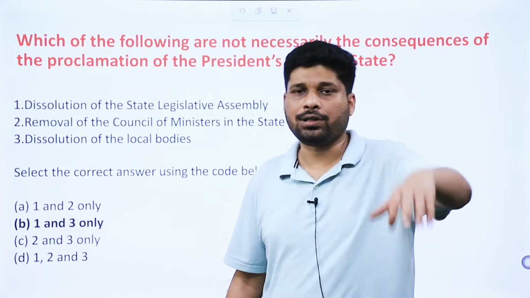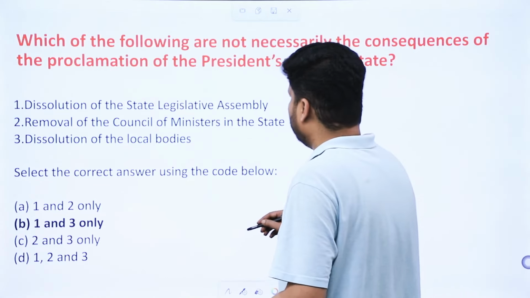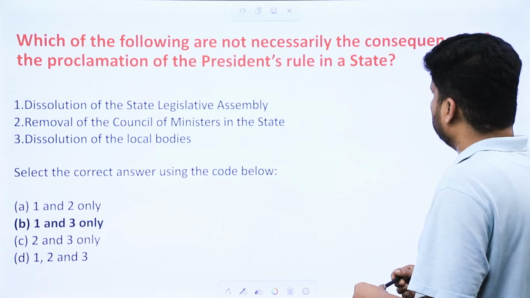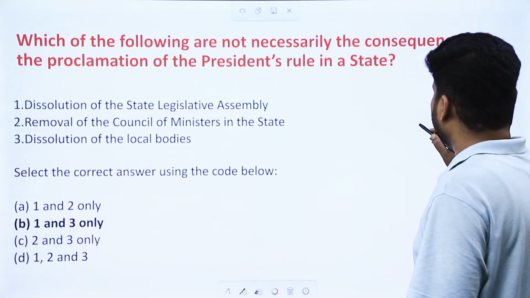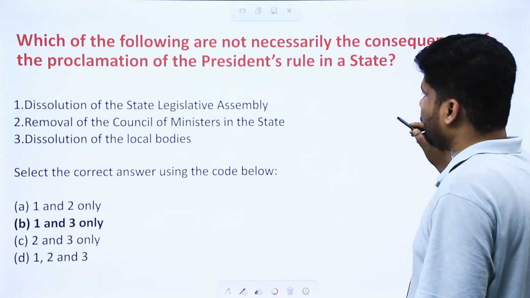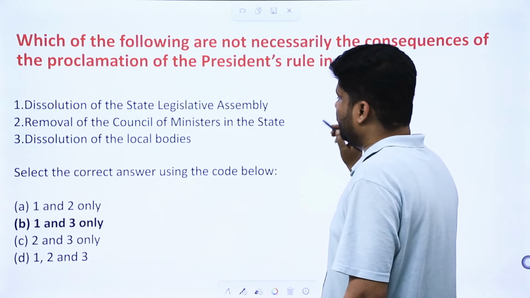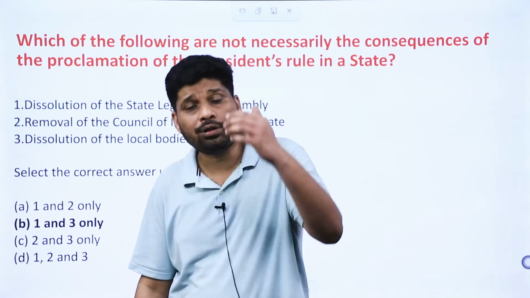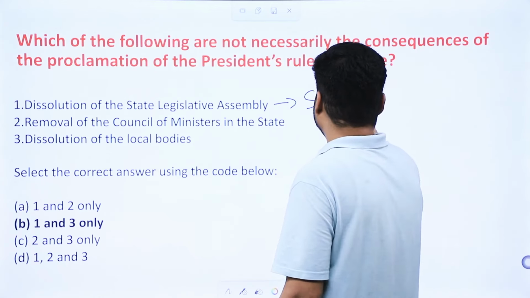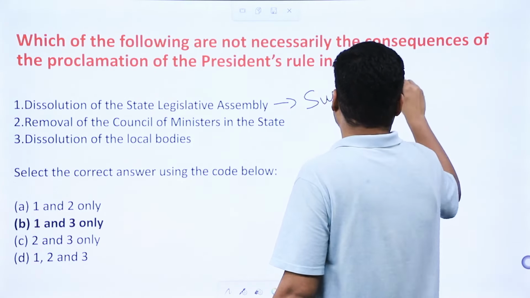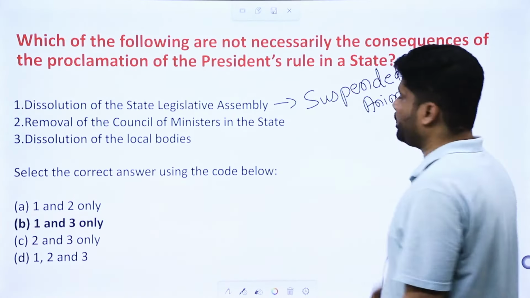It may happen, but not compulsorily. First, dissolution of state assembly. Which of the following are not necessarily the consequences of the proclamation of president's rule in the state? Dissolution of state legislative assembly may not compulsorily happen. What happens according to the SR Bommai case? There is something called suspended animation.